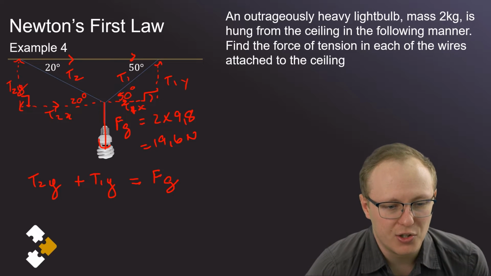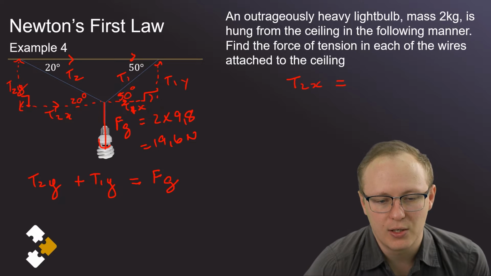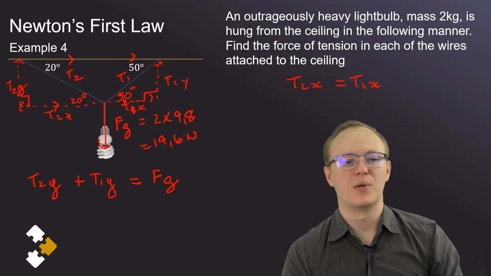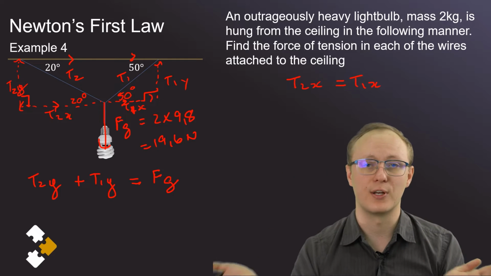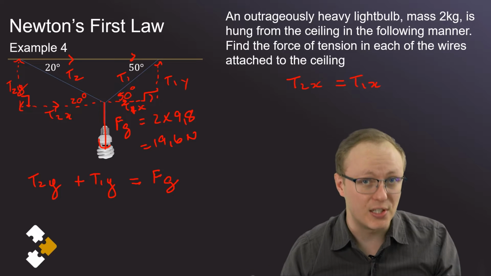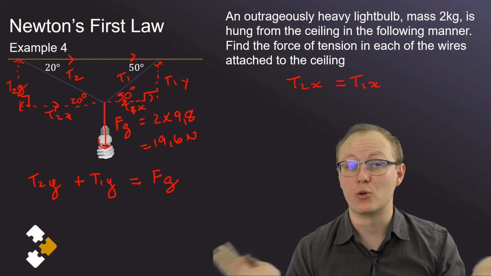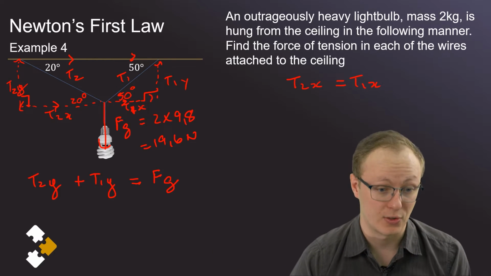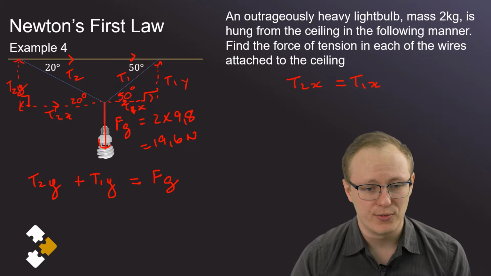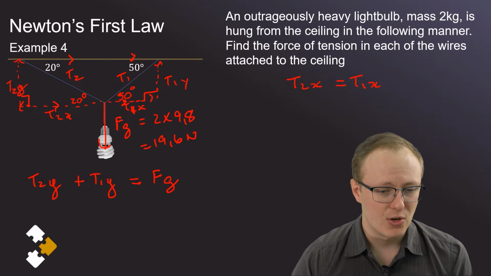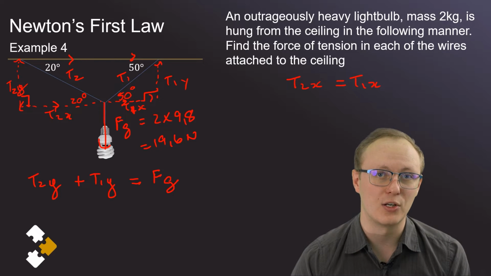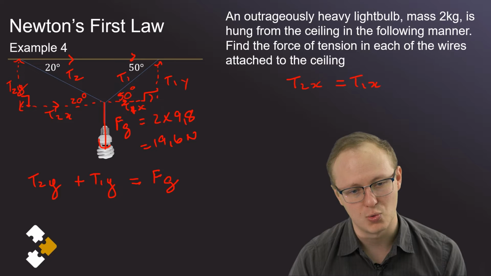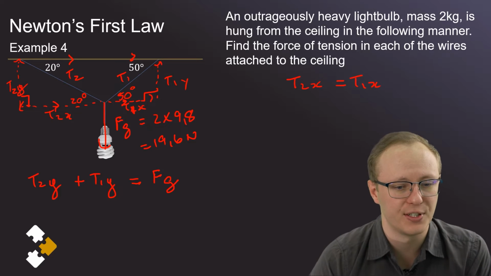And then equation 2 is going to be that T2x has to be equal to T1x, because T2x is the only force going leftwards and T1x is the only force going rightwards. So for F net to be 0, they have to be equal in magnitude so they can cancel each other out. Now here we're trying to find T1 and T2. So it will be very useful if we had T1 and T2 in these equations rather than T2y and T1y. So I'm going to start here with the T2x.